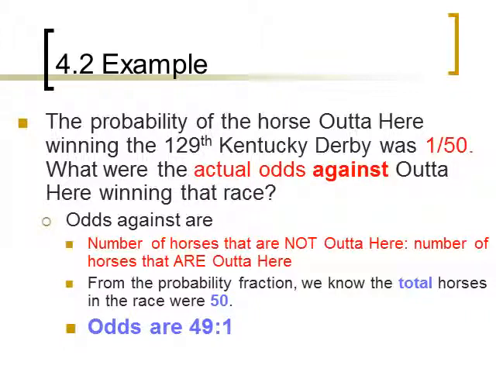So then the odds are 49 to 1. 49 is the number of horses that are not Out of Here, and then we compare that to the one horse that is.